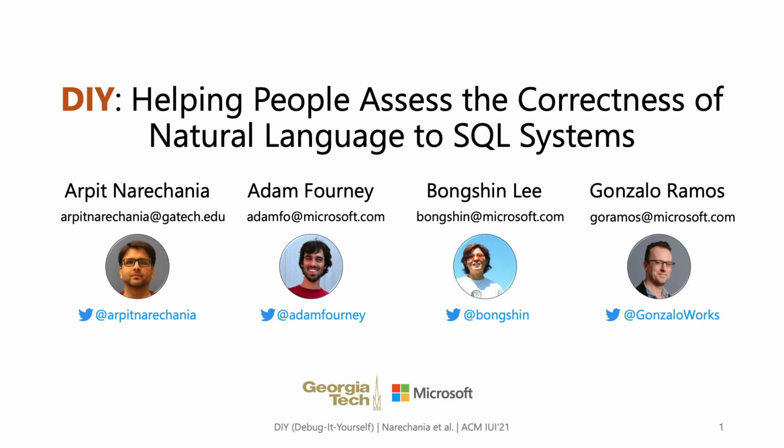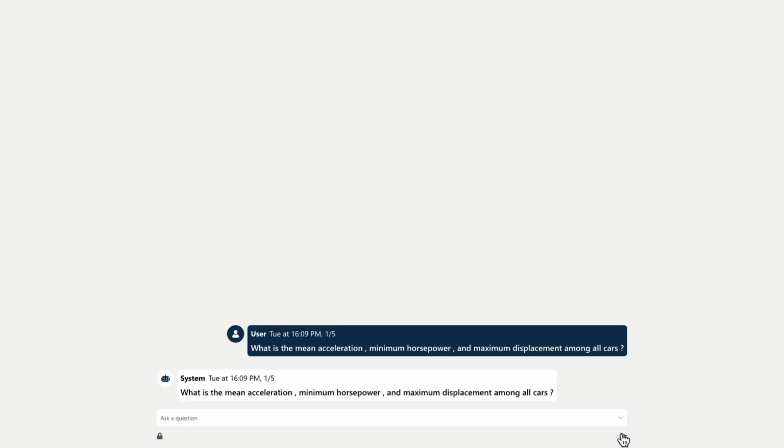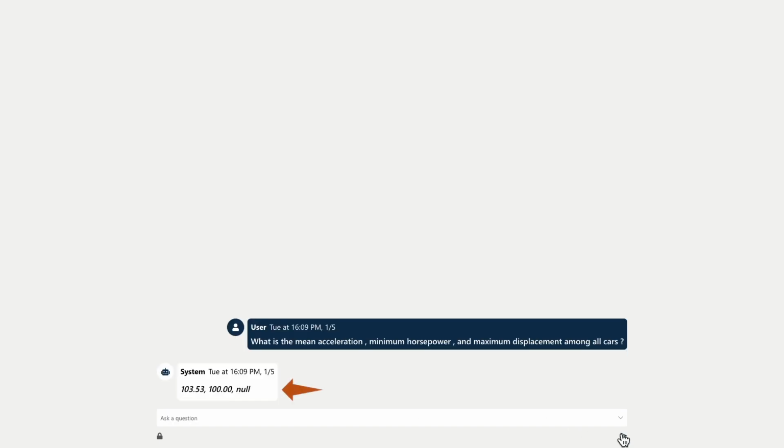DIY, helping people assess the correctness of natural language to SQL, or NL-to-SQL, systems. Consider a car enthusiast asking questions about cars to an NL-to-SQL conversation system. They ask, what is the mean acceleration, minimum horsepower, and maximum displacement among all cars? From the system's response, it is not clear if the superlatives were correctly detected and applied to the intended attributes.